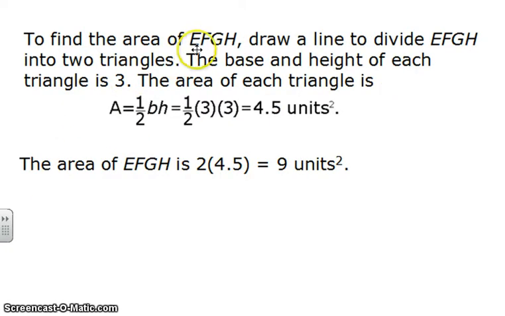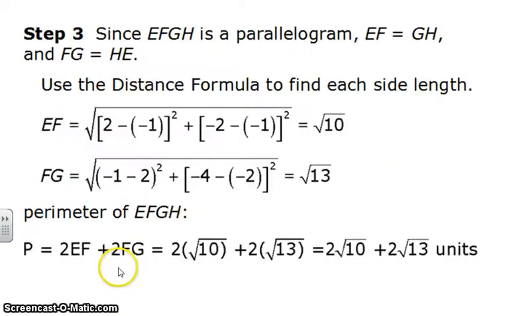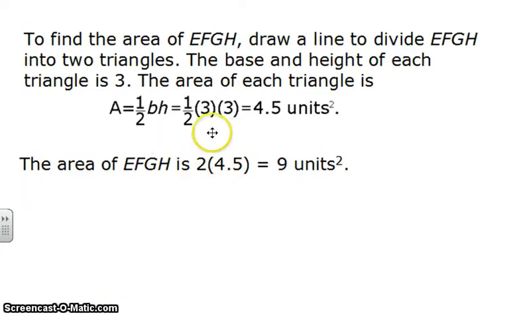And in finding the area of EFGH, we notice that they have drawn a line to divide this into 2 triangles. So if we look at that, we can draw a dividing line here, right? And we could call that the base of both of these triangles. And the height would be the perpendicular distance to the opposite vertex. So this one would be 3 by 3, so half of 3 by 3. And this one would be 3 by 3, or half of 3 by 3. Again, so we have 2 times 4.5, or we have 9 units.